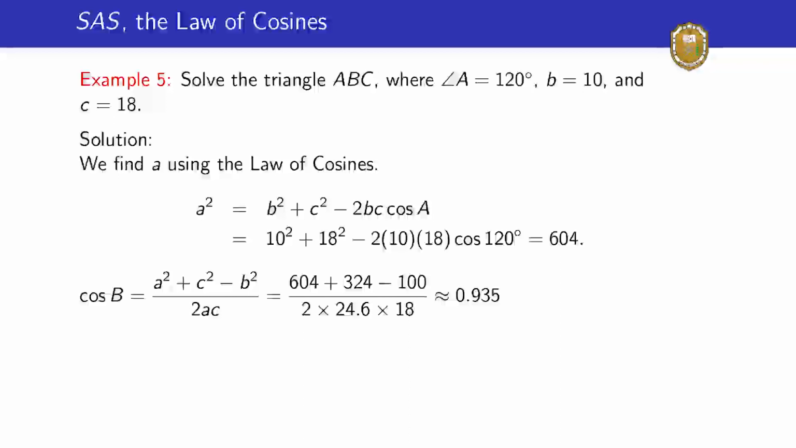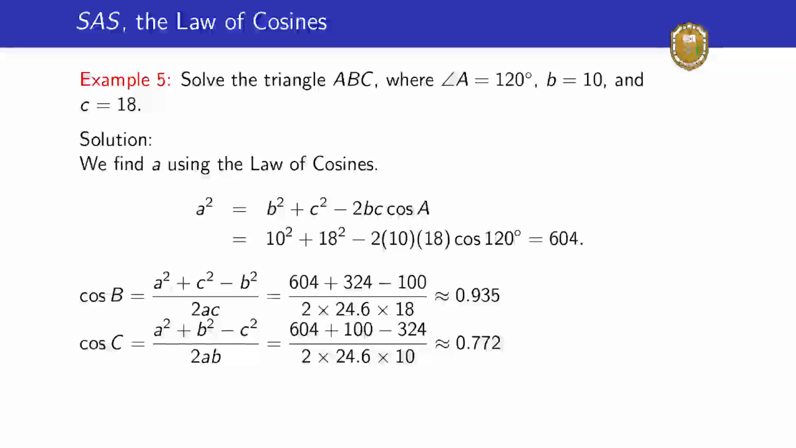Now, since I have angle A, I have angle B, and I know A plus B plus C is equal to 180, I can get C as 180 minus the sum of A and B, and that will give me approximately 39.2. But I can also apply the law of cosines as indicated here. I can say cos C is equal to a square plus b square minus c square over 2ab, and that will give me the cosine of C to be approximately 0.772. So C is an angle whose cosine is approximately 0.772, and therefore C is approximately 39.2 degrees.